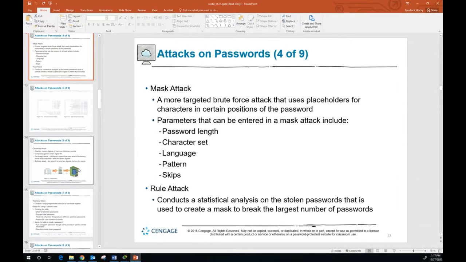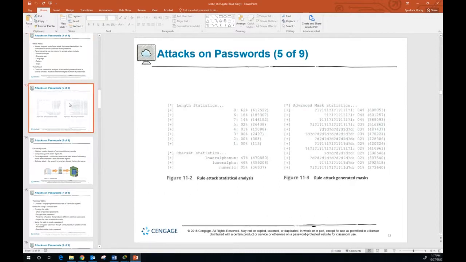A rule attack conducts a statistical analysis on the stolen passwords that is used to create a mask to break the largest number of passwords. We see an example here of a rule attack statistical analysis. They look and say, okay, 62% of the passwords are at least 8 characters, and 4 characters are 1%. They also have an advanced mask statistics, a rule attack generated mask, so they can find the password information through this as well.